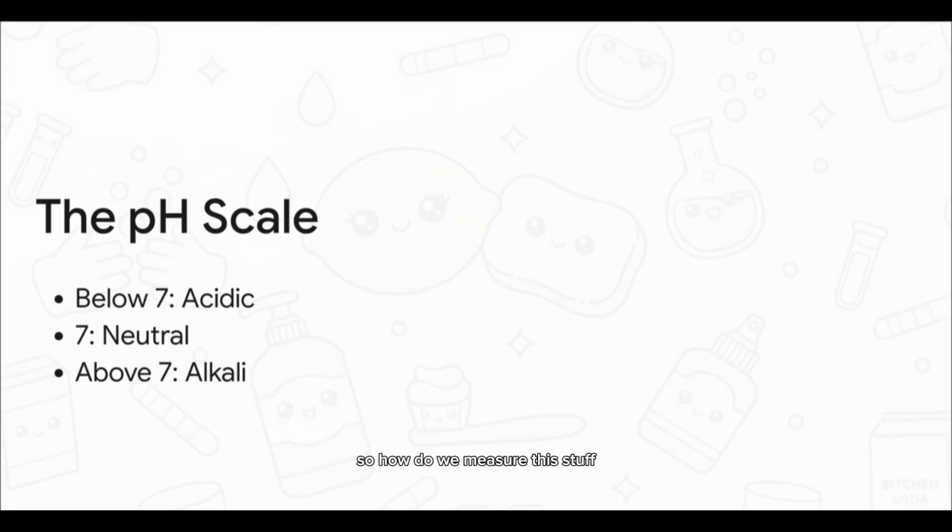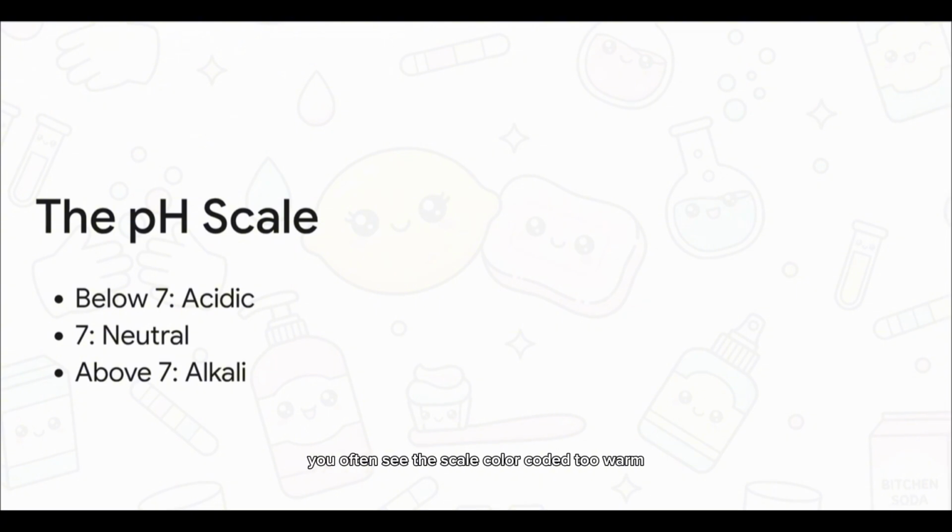So how do we measure this stuff? Well, the pH scale is basically our ultimate measuring stick for acidity and alkalinity, and it runs from 0 all the way up to 14. Here's how you read it. Anything that falls below a 7 is considered acidic, and the lower that number goes, the stronger the acid. Right in the dead center, at exactly 7, the substance is neutral, think of pure water. Then anything above a 7 is alkaline.